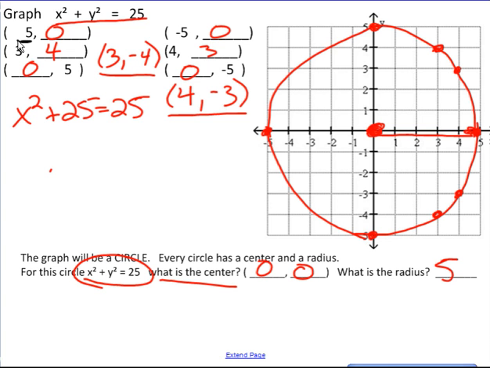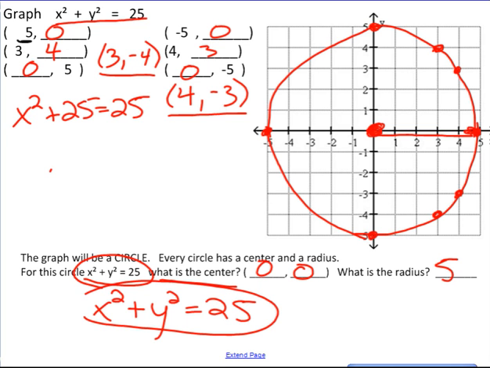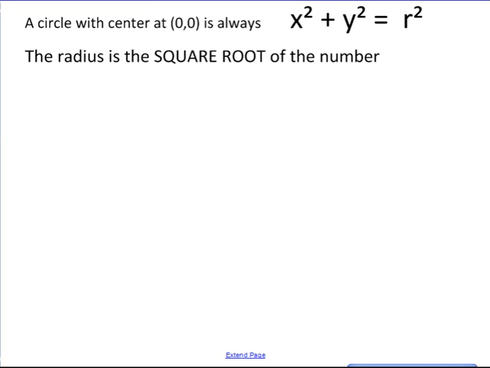Now what we're eventually going to be able to do is, if I give you x squared plus y squared is equal to 25, you're going to be able to look at this equation and tell me that the center is 0, 0, and the radius is 5 just with the equation without graphing it. You're going to have to graph it too, but in general, if we have a circle with a center at 0, 0, it's going to look like x squared plus y squared is equal to r squared.